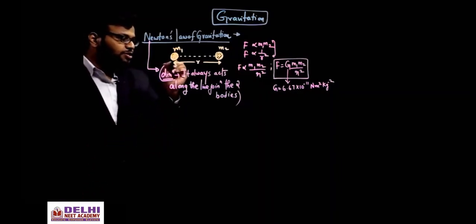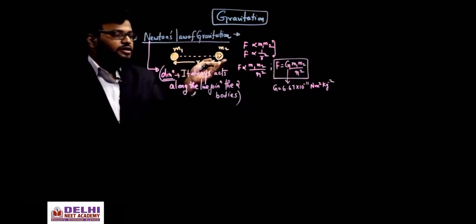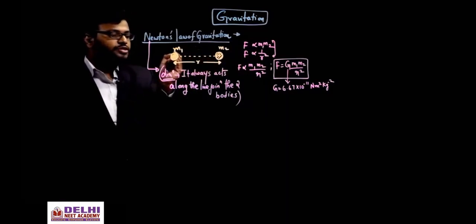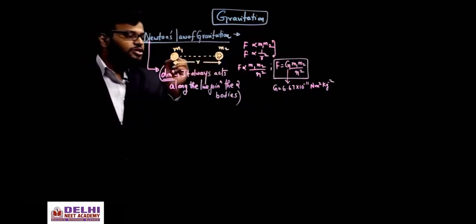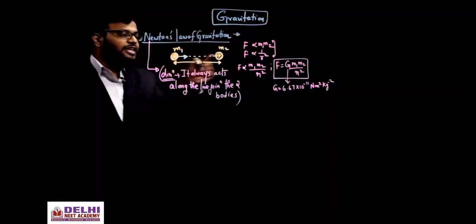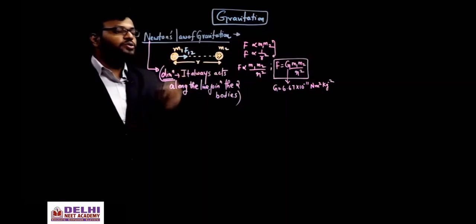So what is the force on this particle? The force on this particle is basically due to this particle. In which direction will this try to move? This will try to get attracted towards m2. So this will be in this direction, along the line joining the two centers. So this is the force acting on particle 1 due to 2.